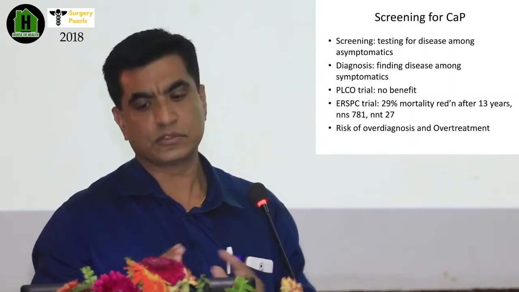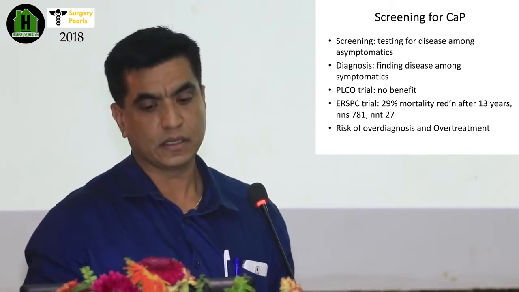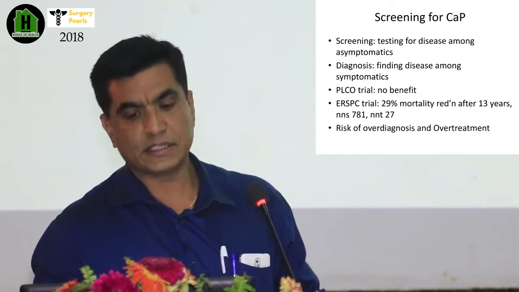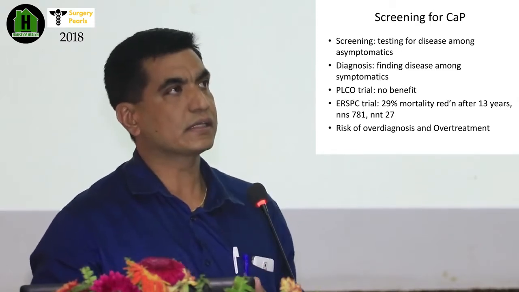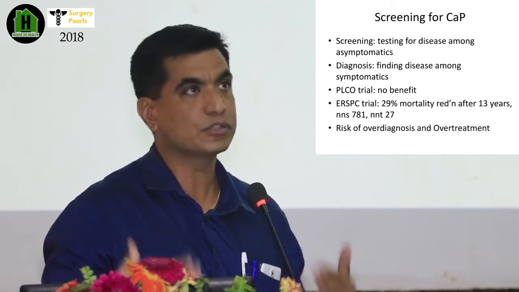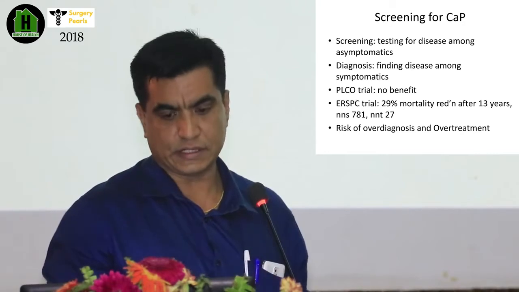So, as I already mentioned, CA prostate is one of the most common diseases in the Western world. So how do they diagnose? They diagnose by screening. So the term screening is used to test for disease among those people who are asymptomatic. Whereas we use the term diagnosis when we find disease among those patients who are symptomatic. So by screening, we are trying to find disease among asymptomatic individuals, thereby trying to lower the mortality of the disease.